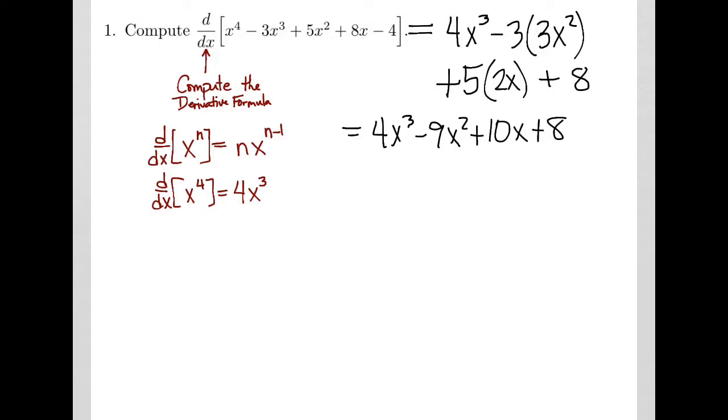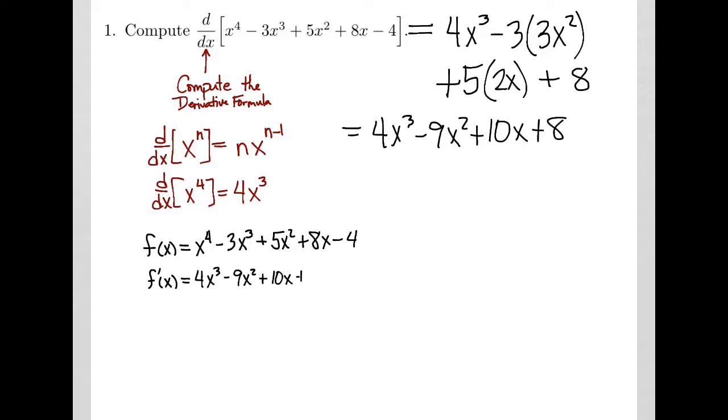Now an alternative way of writing this problem, if I wanted to write it down, would be to define a function. And notice that the function that I've defined matches the formula that's inside the brackets. And then I would say, when I compute the derivative function, so I create a new function f prime of x, I get a new formula, 4x cubed minus 9x squared plus 10x plus 8. But one thing I do not do is I never say that this function f of x equals its derivative.